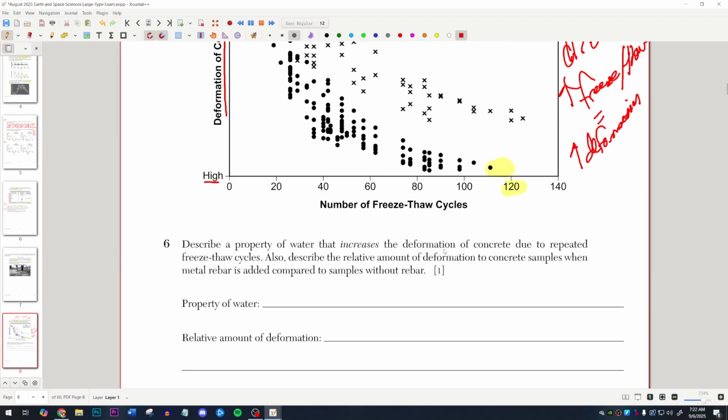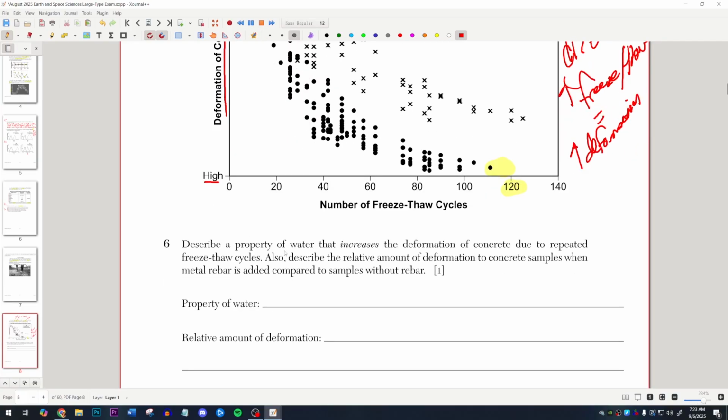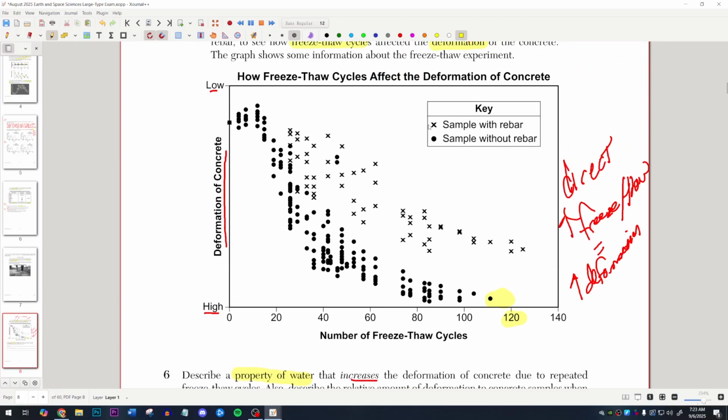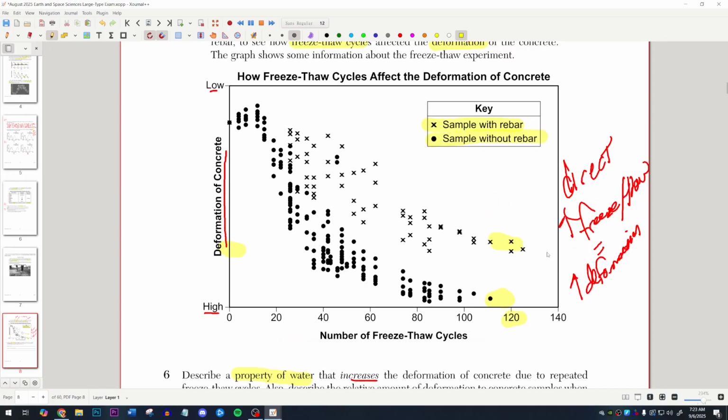And remember, we didn't even look at the questions yet. Depending on what you like to do, it's probably a better strategy to look at the questions first. Describe a property of water that increases the deformation of concrete due to repeated freeze-thaw cycles. Okay. Also describe the amount of deformation when metal rebar is added compared to samples without the rebar. Okay, I didn't even notice that. I didn't look at this. So you can see the X's over here. There's less deformation with the rebar because it didn't go as high. So rebar is actually going to help.